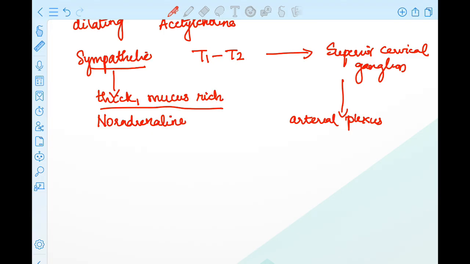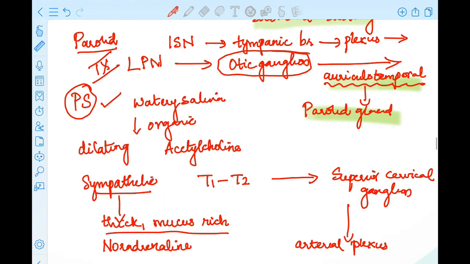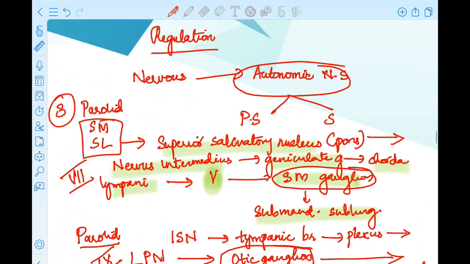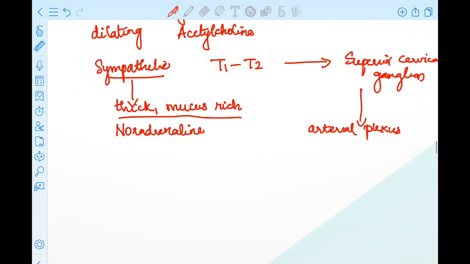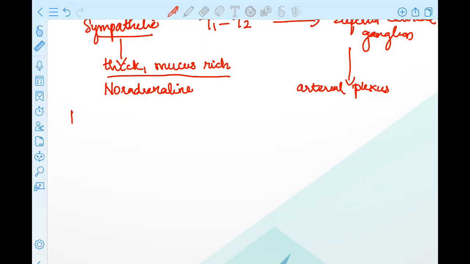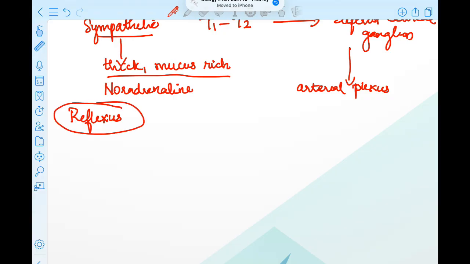Okay. And this parasympathetic as well as the sympathetic nervous system that regulates the salivary gland is guided by certain reflexes. You know what reflexes mean, right? There are several types of reflexes. The two types of reflexes controlling the sympathetic as well as the parasympathetic nervous system here are the unconditioned reflex as well as the conditioned reflex.